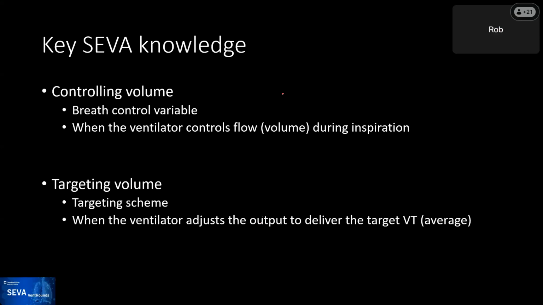Rob, can you talk at this time? Can you hear me now? Yes, sir. In simple terms, the control variable is one of the variables in the equation of motion. And there's three, right? Pressure, volume, and flow. Generally, we talk about controlling them within a breath. But a targeting variable is a particular value of the control variable, like tidal volume or peak inspiratory pressure or peak flow. Those are generally settings either created by the operator or by the targeting scheme automatically.